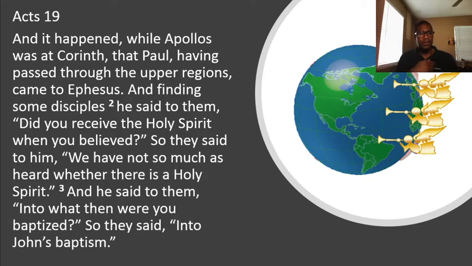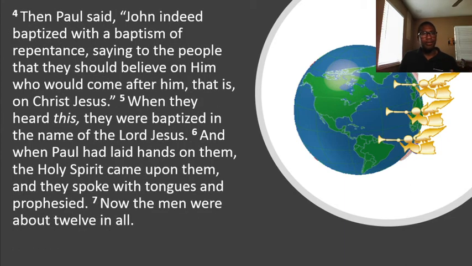And he said unto them, into what then were you baptized? So they said, into John's baptism. Then Paul said, John indeed baptized with the baptism of repentance. Baptism of repentance. That means you have to repent before being baptized. Saying to the people, they should believe on him who would come after him, that is Christ Jesus.